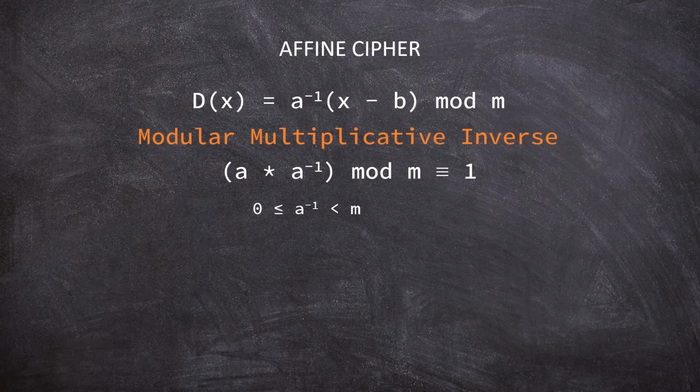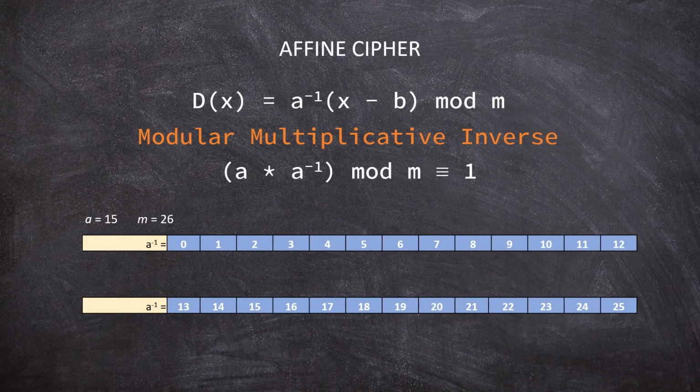Since the inverse value can only go from 0 to m-1, and in our case that would be 0 to 25, we can brute force our way to an answer by creating a table and assigning the number set to the inverse of A. So once we have our table, the next step is to iterate over each number and solve the modular inverse equation.